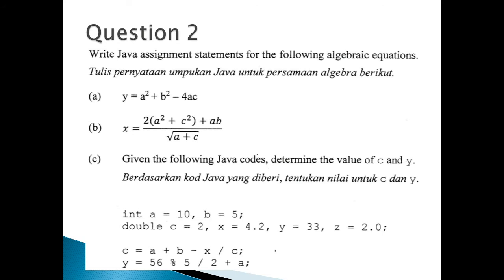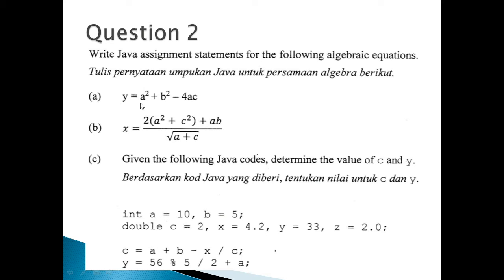Okay, next is question 2. Write Java assignment statements for the following algebraic equation. So given you 3 type of equation, okay, you need to write the Java statement. Okay, so the first one, y equal to a square, and then plus b square, and then minus 4ac. So we need to use the parenthesis, kurungan, kita kena gunakan for this one here, here and here.